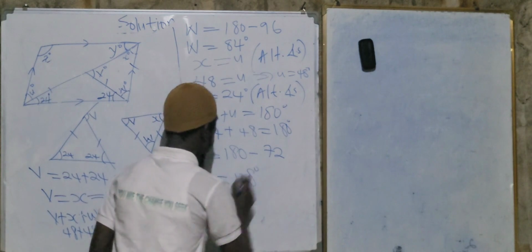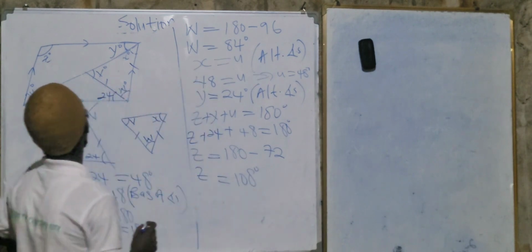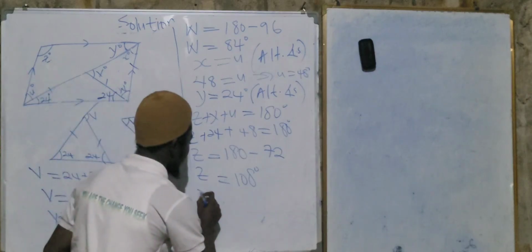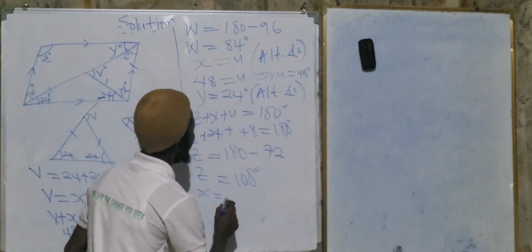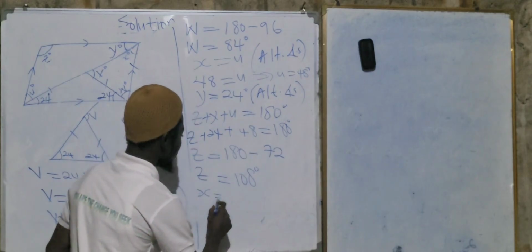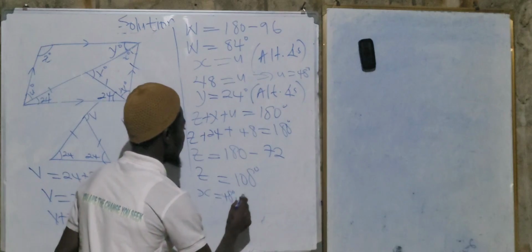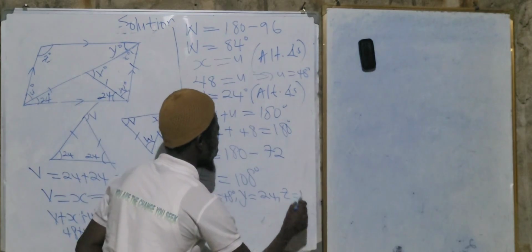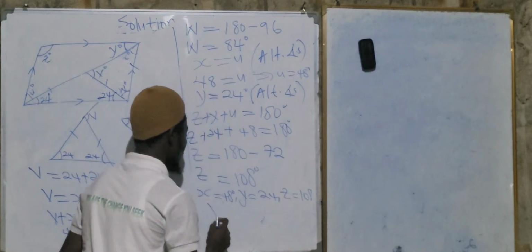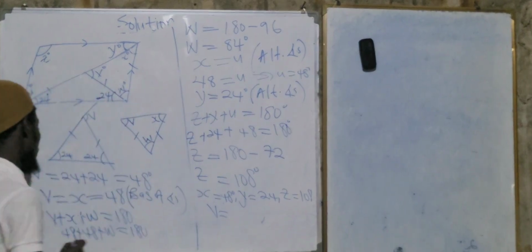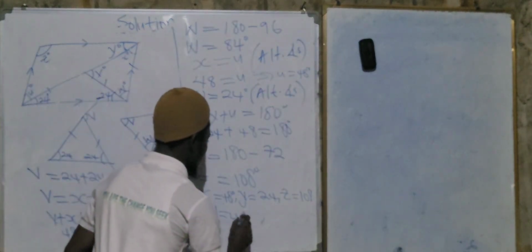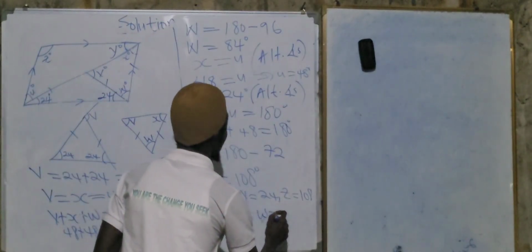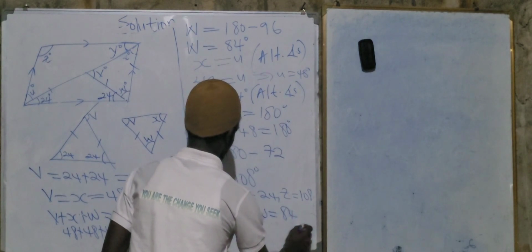So therefore, let's start with X. X is equal to 48. Y is equal to 24. Z is equal to 108. We have V equal to 48 again. And W is equal to 84. That's all.